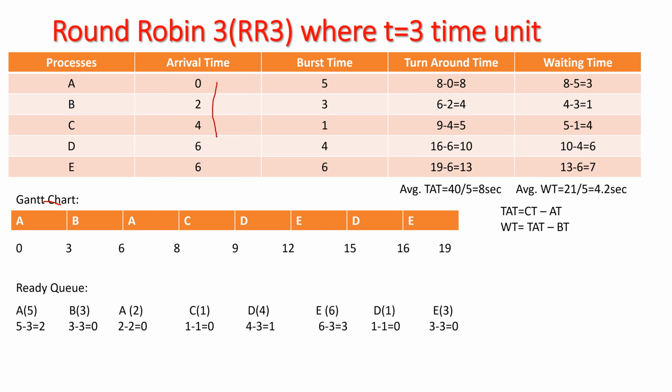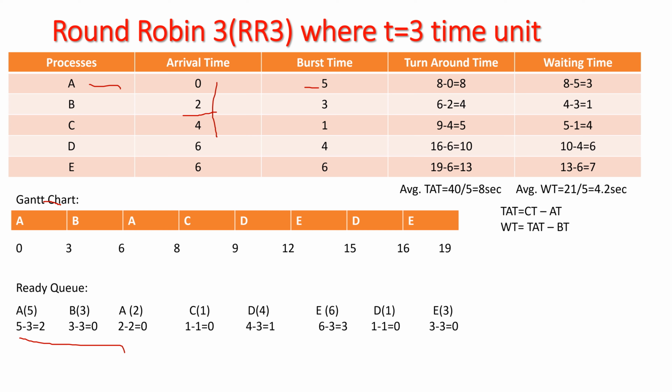So how to prepare this Gantt chart? First, we have to see the arrival time. Process A has arrived first, and its burst time is 5 time units. But out of this 5 time units, only 3 time units will be executed, and for the rest 2 time units, the process will be preempted, and it will be seen which processes have arrived till 3 time units. It is seen that process B has arrived, its arrival time is 2. So process B will be executed for 3 time units, that is 3 plus 3, 6 time units. And in the ready queue, processes are kept according to their arrival time.